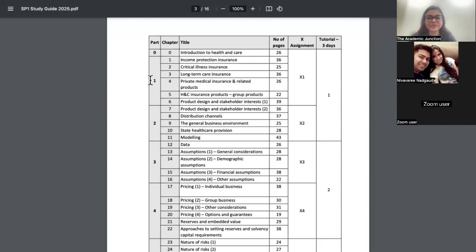So guys, can everyone see the index? Just quickly comment in the chat section. Is the index visible to all?